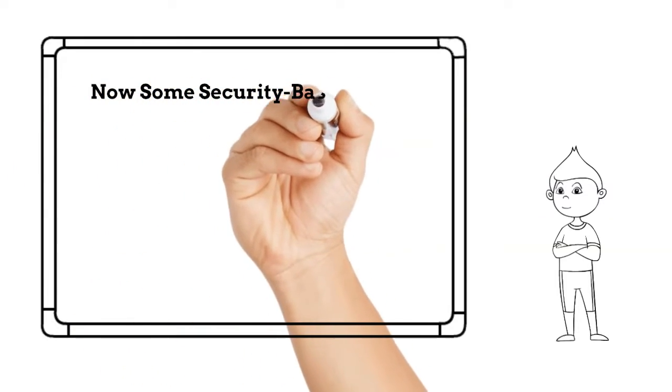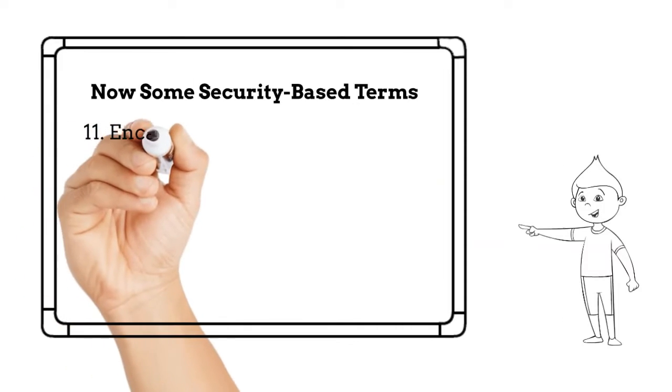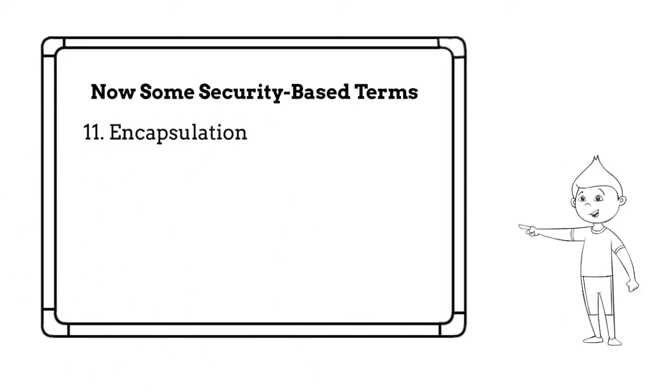Now, let us cover some security terms. Encapsulation is the ability to control the access to the object's properties and methods, and render them either visible or hidden. Meaning, visible only to internal functions.